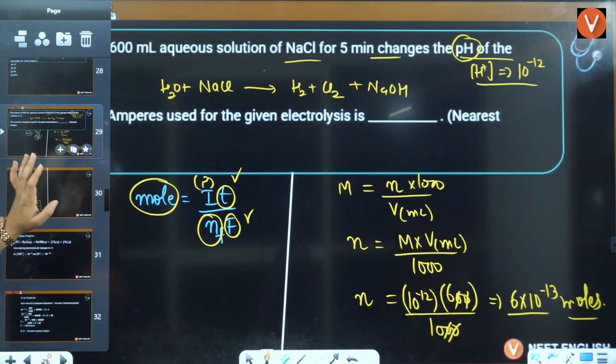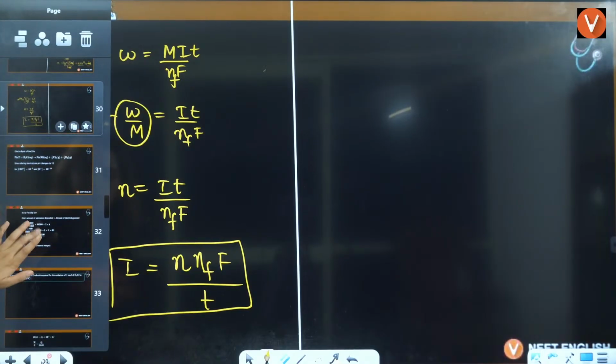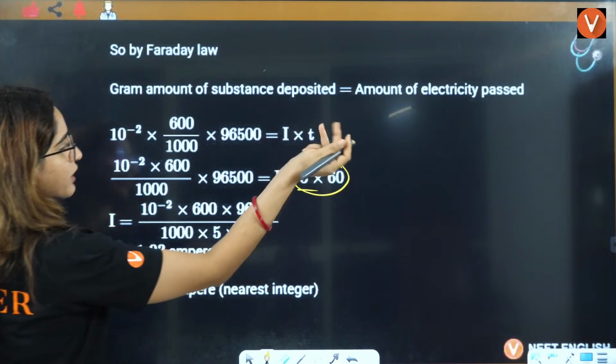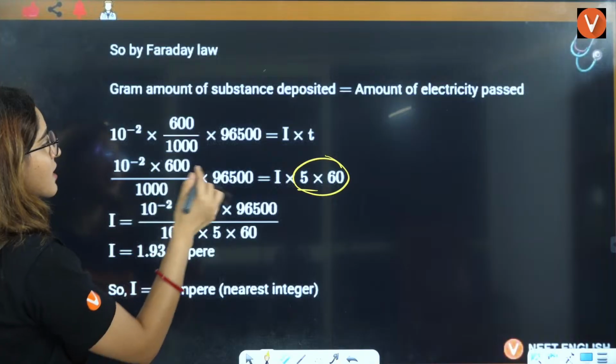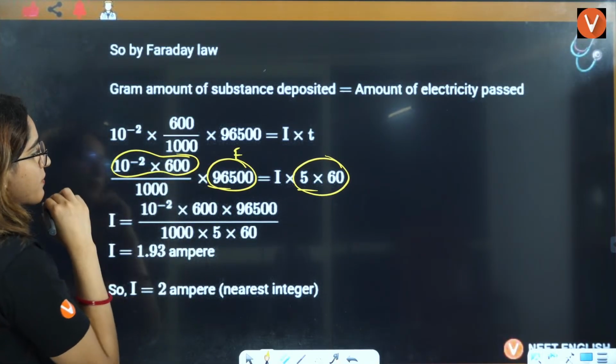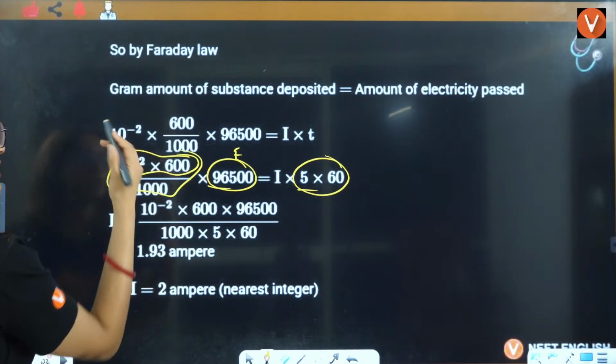Wait a minute. What have they given? They have given you pH, no? Then we don't need to do this, right? Wait a minute. Here, what they have done: you don't need to do it this way, okay? Just put the value of N factor here. They have put the value of time here. 5 minutes they have converted to seconds. This is Faraday. This is the number of moles, if you remember, right? And this is actually the number of moles, and N factor is 1.